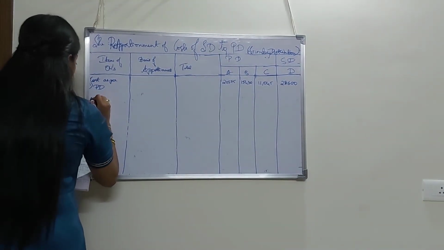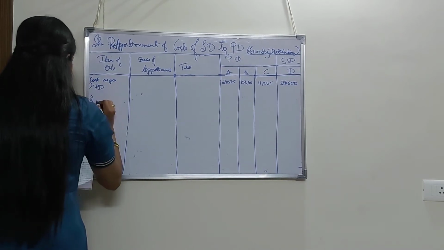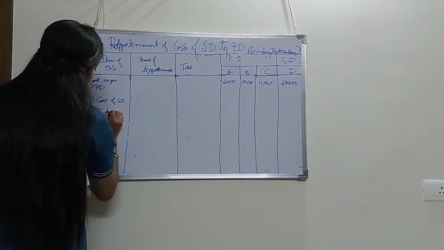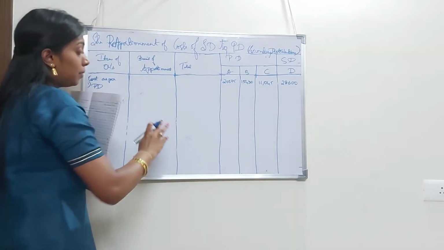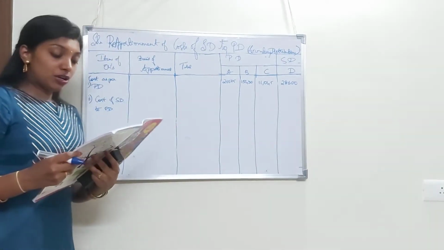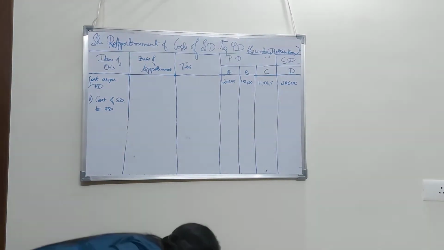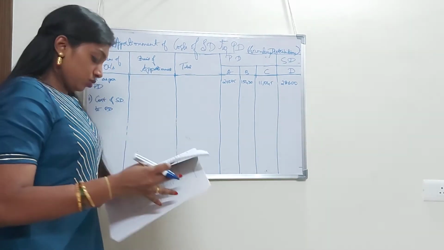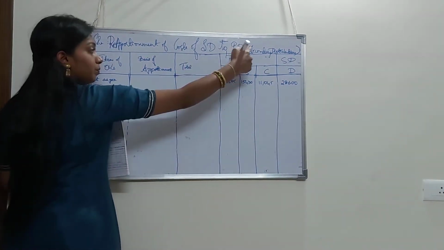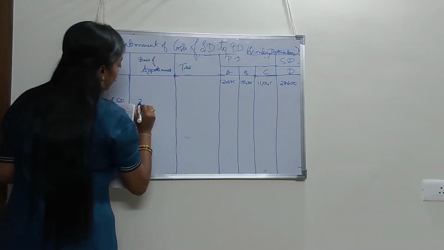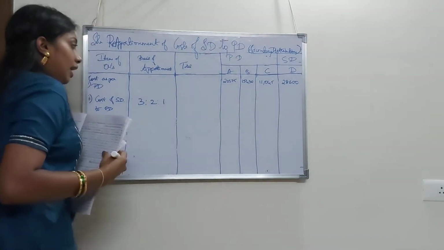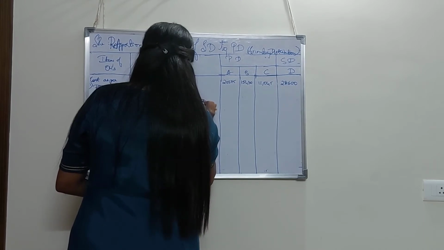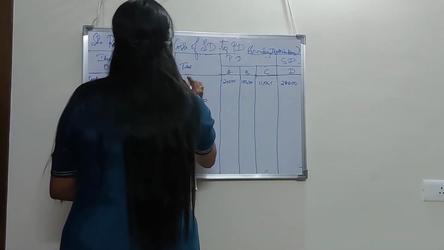So, the next heading would be apportionment or cost of service department to production department. And they have mentioned that in the problem. So, what have they mentioned? It should be on the equitable basis, and the ratio is 3:2:1. So reapportion secondary distribution on the basis of 3:2:1. And what is the total value we have found out? It is 72,200. Right? So this amount you are going to write here.